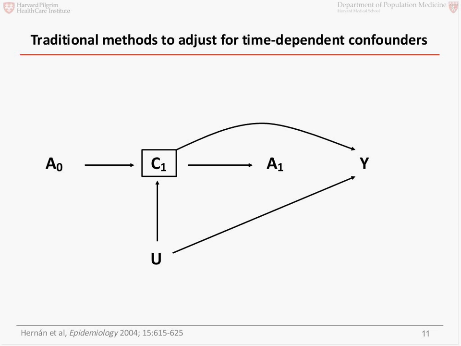Also in the DAG, we call C1 a collider because the two arrows go into C1 and they collide at C1. So if you condition on a collider, you are actually creating a spurious association that will bias your result. That's why traditional approaches might give us this estimate when there are time-dependent confounders that are also affected by prior treatment.